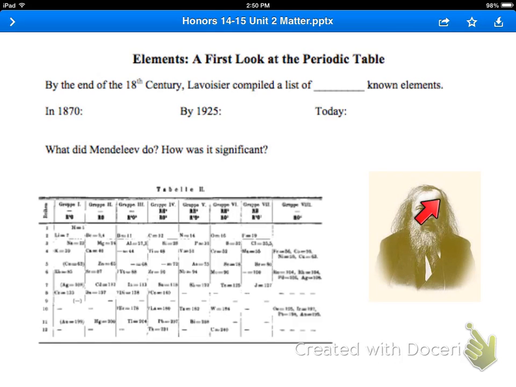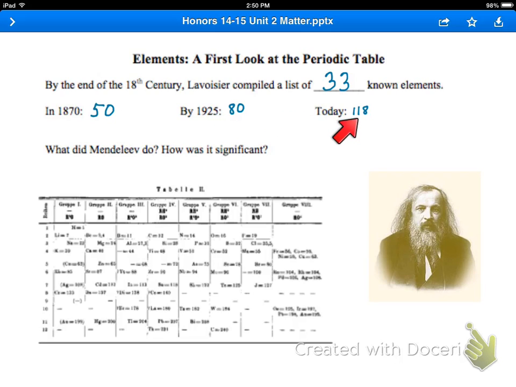This guy here is named Mendeleev. By the end of the 18th century, Lavoisier compiled a list of 33 known elements. And just to give you an idea of how quickly they were discovered, by 1870 there were 50 elements known. By 1925 there were 80, and today there are 118.